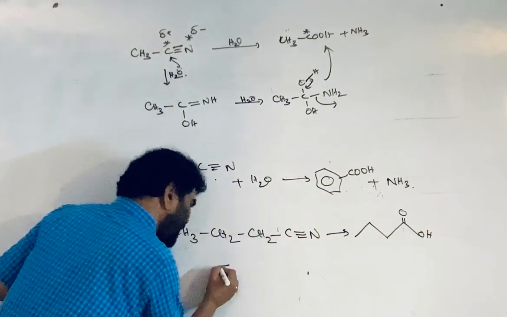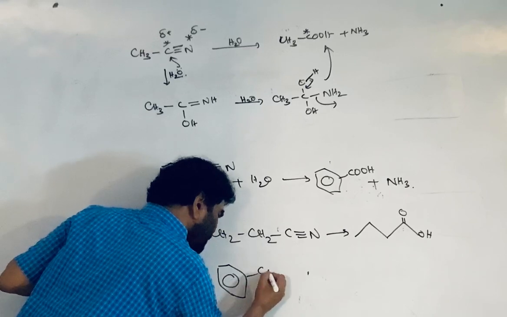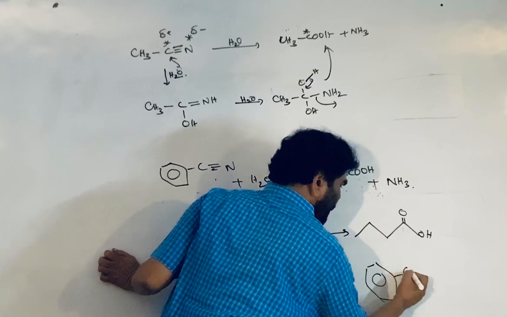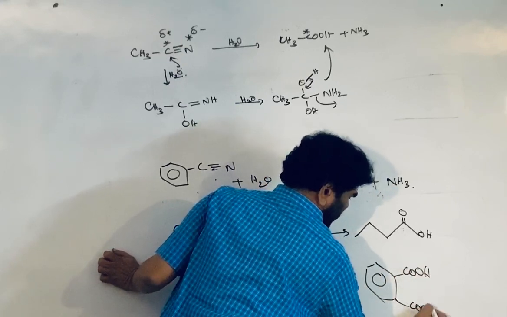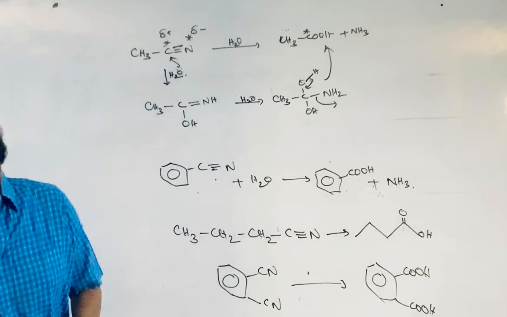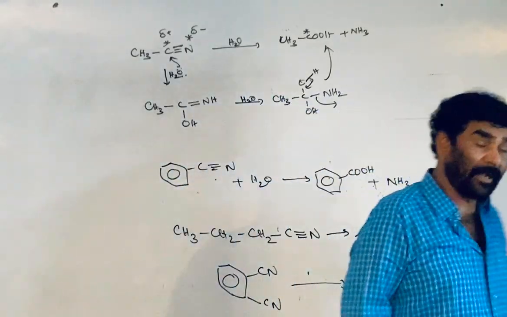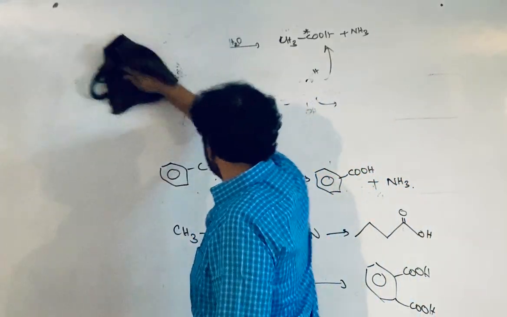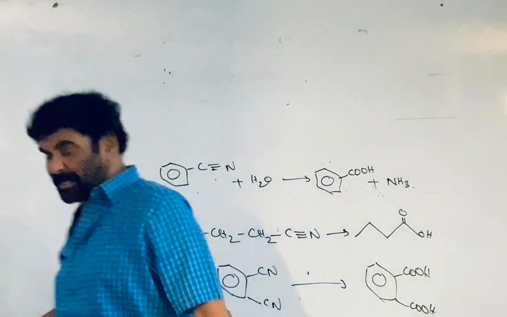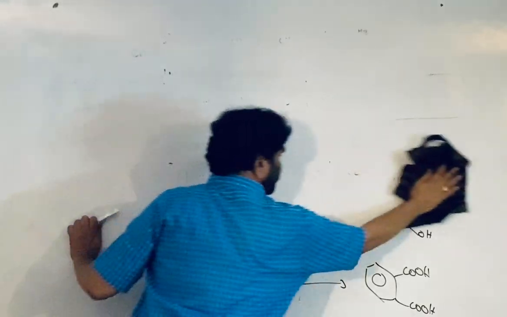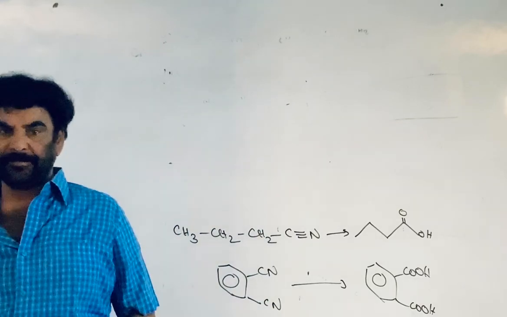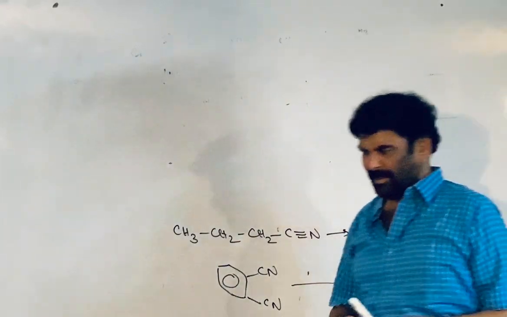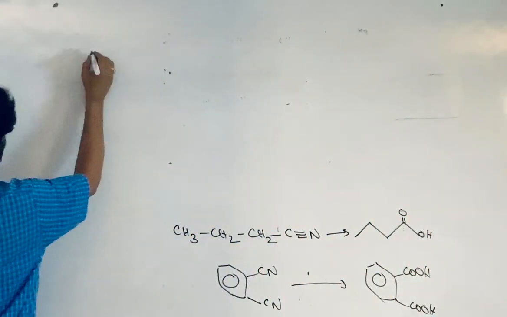If there are two cyano groups in the molecule, that on hydrolysis gives two COOH groups. So this is another method of preparation of carboxylic acids, and by using this procedure we can also identify the cyanide functional group. Cyanide on hydrolysis in the presence of the base, ammonia gas is liberated. And the fourth one is alkynes.